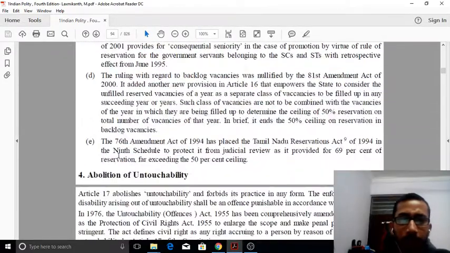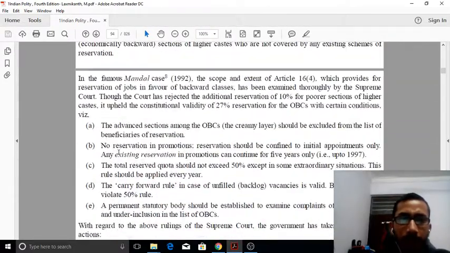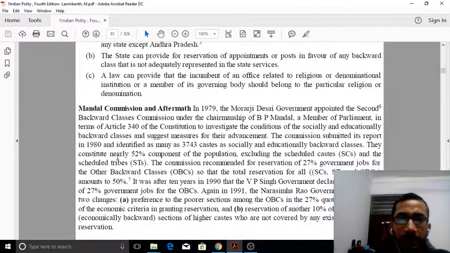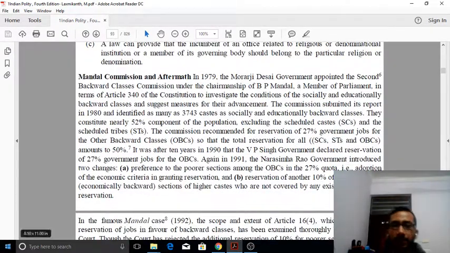Here we discussed the Mandal Commission. Let's go through it, because these cases are very important for UPSC. If somebody mentions these points, the answer becomes more powerful.